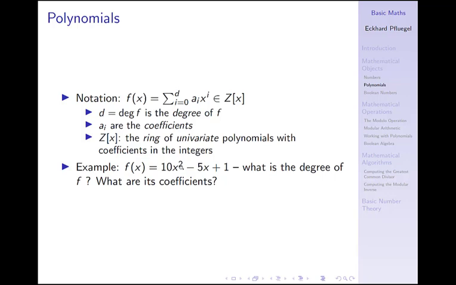And what are the coefficients of this polynomial? Yeah, you would get a whole list of numbers. So basically the coefficient a2 in our notation, index 2, would be 10, a1 would be minus 5, and a0, which we also call the constant coefficient or the constant term, is plus 1. Because x to the power 0 is nothing else than 1 by definition, so there is no x here, it's x to the power 0. So that's the list of coefficients.